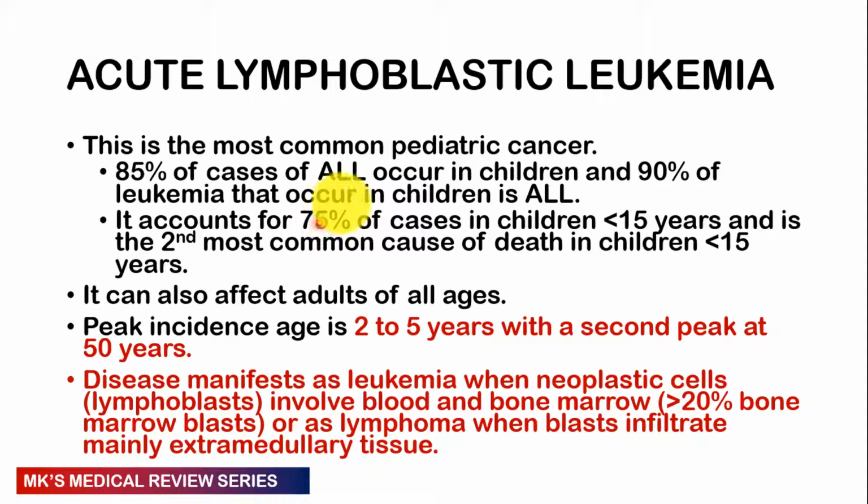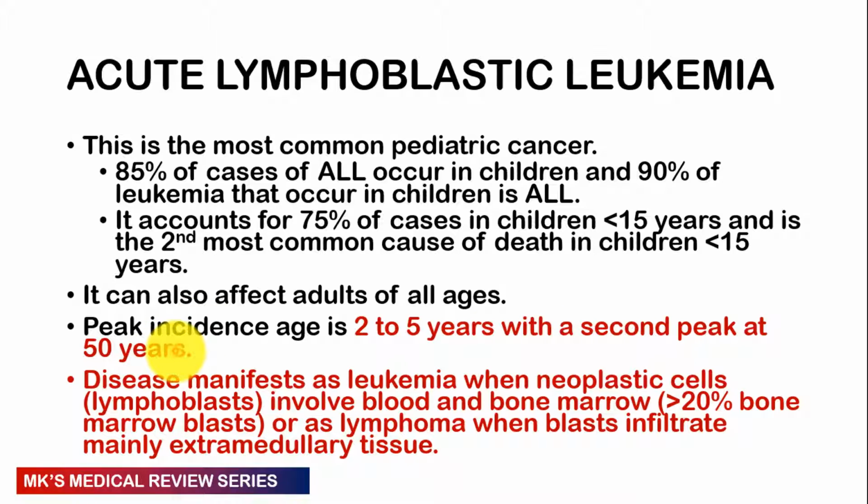And remember that 75% of the cases are going to be present in children that are below the age of 15, and this actually accounts for the second most common cause of death in children that are less than 15 years worldwide. It can affect adults of all ages, but you have two main peak incidences: pretty much between 2 to 5 years, and the second peak is around 50 years.